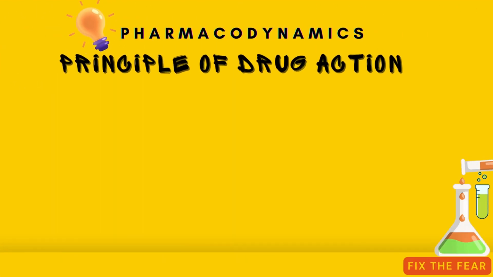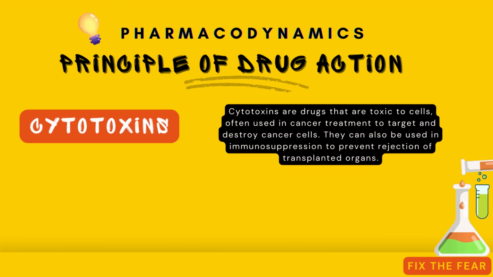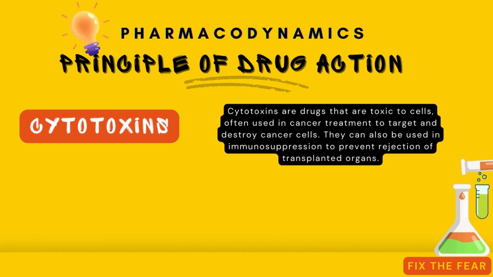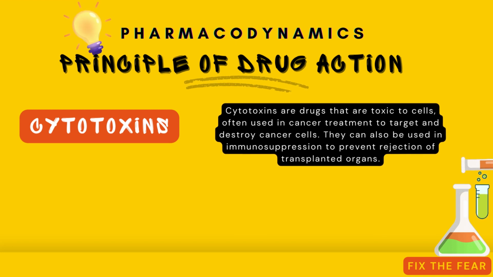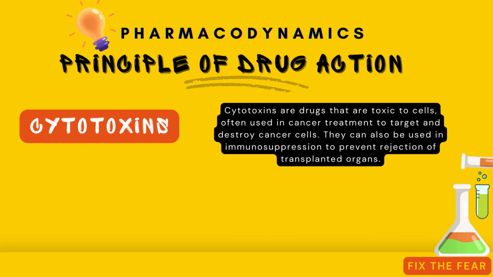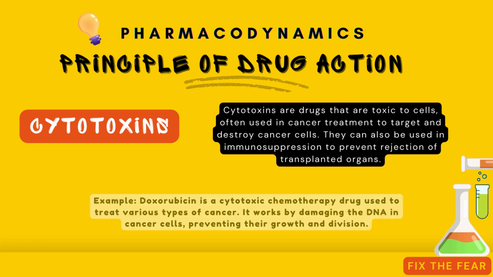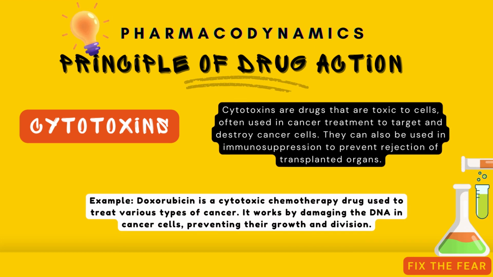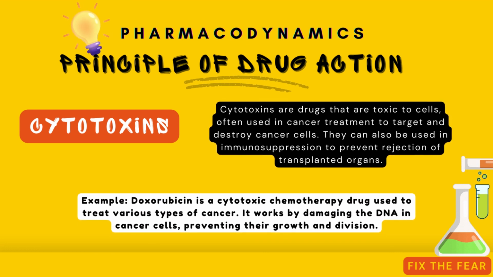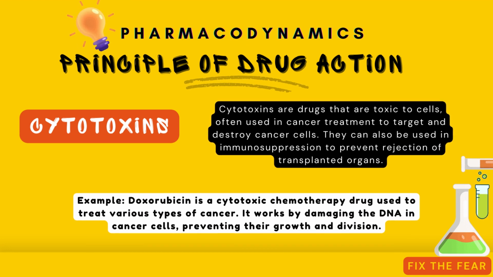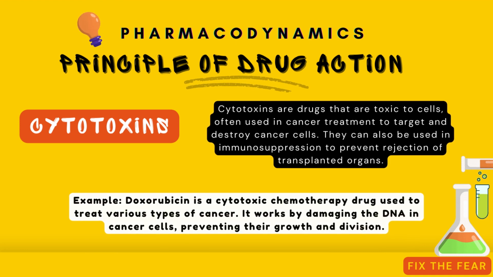The last principle of drug action is cytotoxins. These are drugs that are toxic to cells, often used in cancer treatment to target and destroy cancer cells. They can also be used in immunosuppression to prevent rejection of transplanted organs. Example: doxorubicin is a cytotoxic chemotherapy drug used to treat various types of cancer. It works by damaging the DNA in cancer cells, preventing their growth and division.